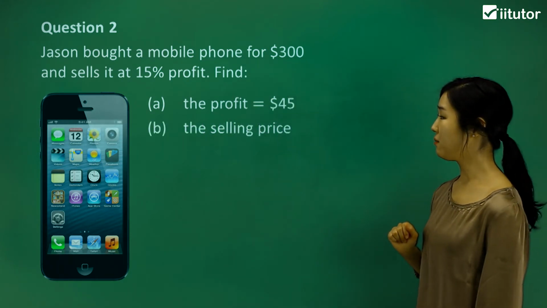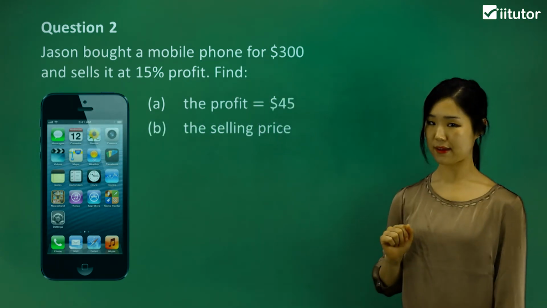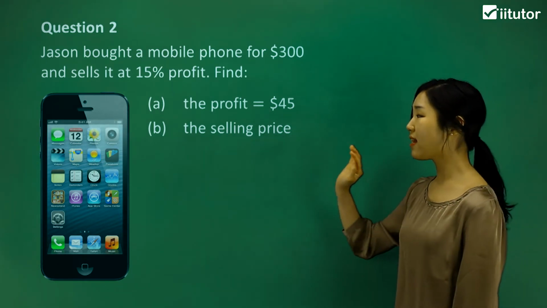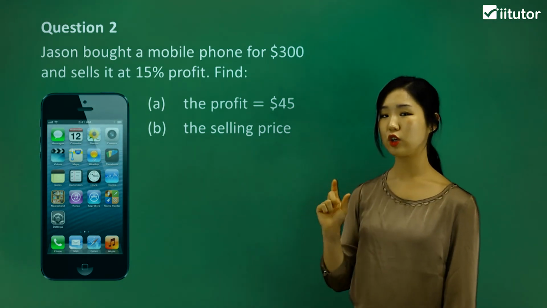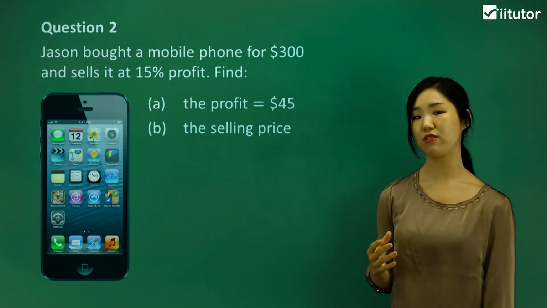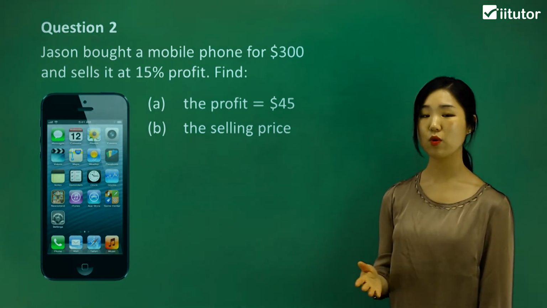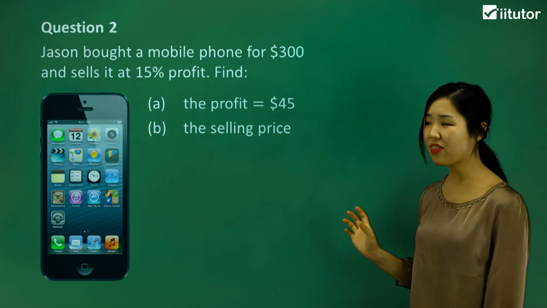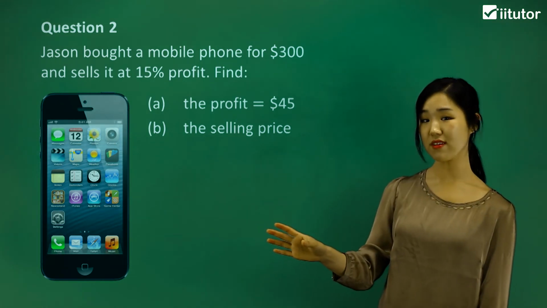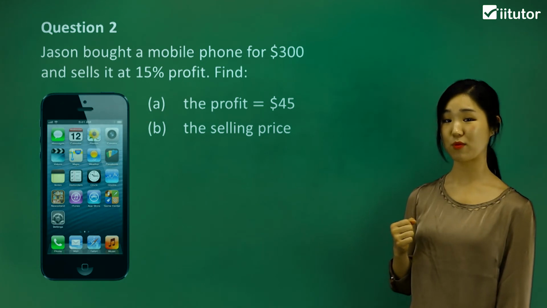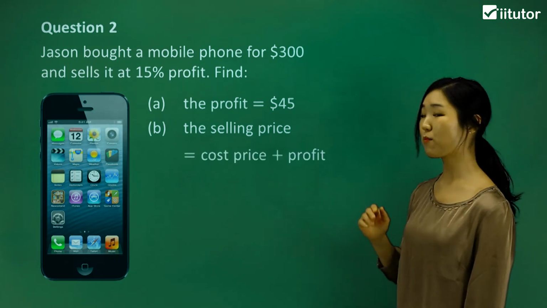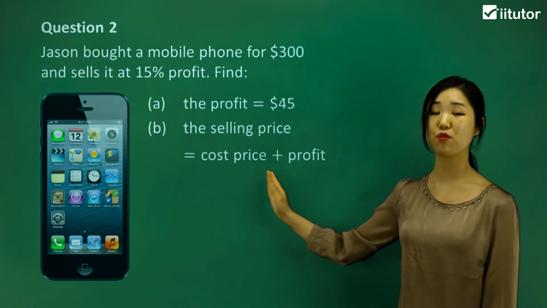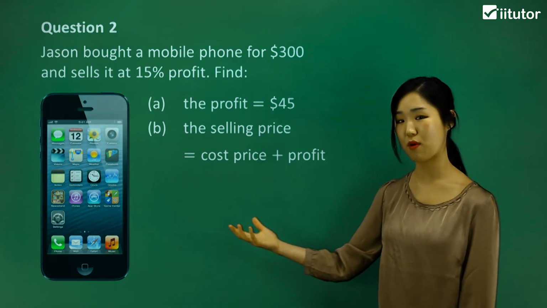Now part B is asking us to find the selling price. Well, the answer in part A was 45. The selling price, guys, remember how I told you earlier, the formula to find the profit is always selling price minus the cost price, isn't it? So if I add the cost price back to the profit, then I could get back to my selling price, wouldn't it? So selling price is simply cost price plus the profit, and then if we add them together, we'll get our selling price back.